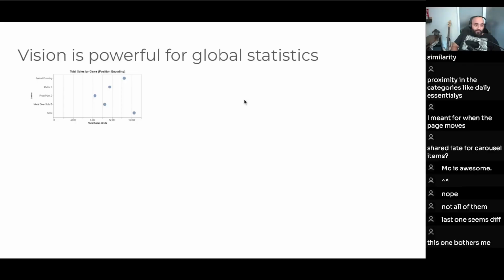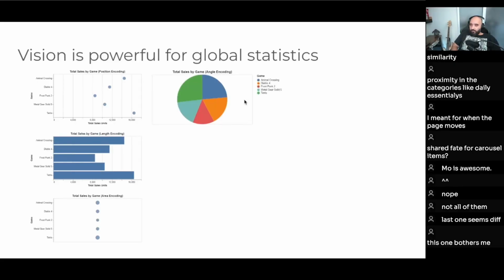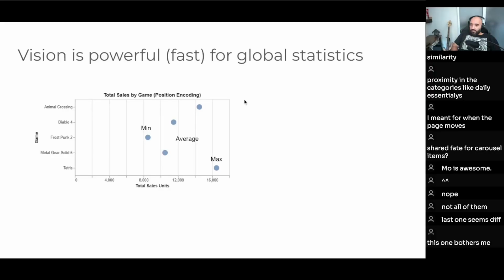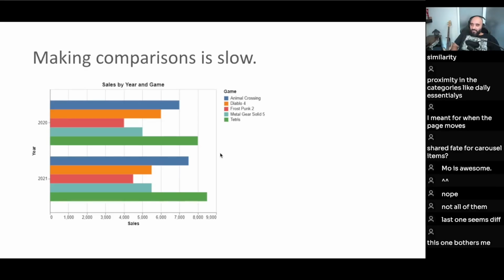So in general, vision is really powerful for global statistics. You can easily identify the minimum in a group, the maximum in a group. You can find the max, the min super easily, but making comparisons is slow. Now, if you want to compare two different lines, it's just really hard. You just have to think and do some processing.